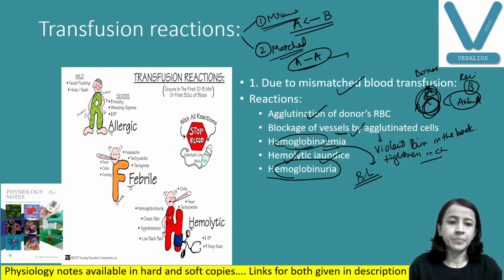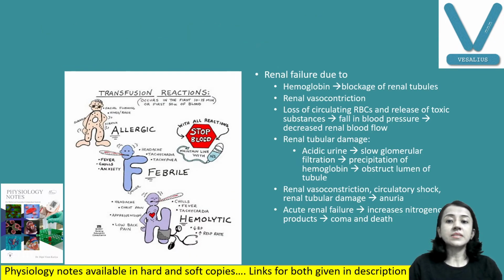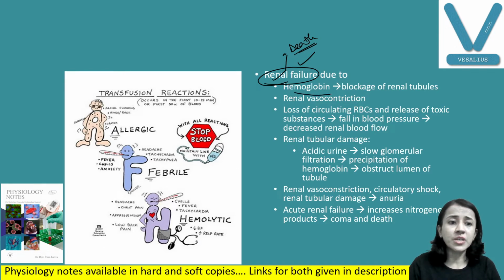Next reaction. Another important reaction, or you can say life-threatening consequence, is renal failure. Kidneys fail if mismatched transfusion is given. What is the cause of renal failure? And this is the cause of death also because of mismatched blood transfusion. Here what happens, because the hemoglobin is there in the circulation, it enters the renal circulation and causes blockage of the renal tubules. That is one of the causes for the renal failure.